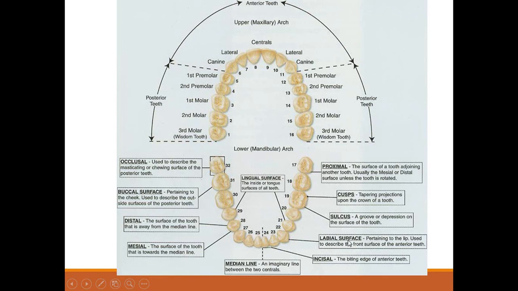Labial surface is pertaining to the lip, which is used to describe the front surface of anterior teeth. So on posterior teeth, we call it buccal when it's cheek side, but on front teeth, we call it labial because it's closest to the lip. Then there's an incisal edge or an incisal surface, which is the very top of the anterior teeth. It's the biting edge of the anterior teeth, to be more specific.